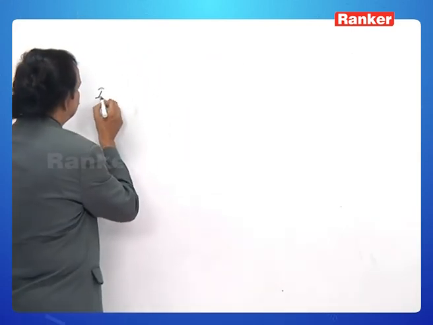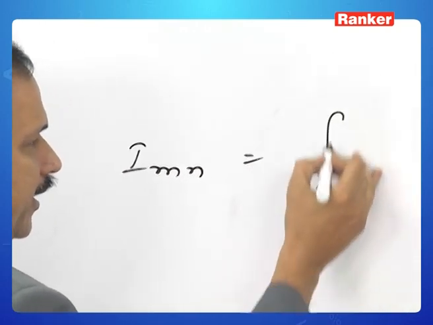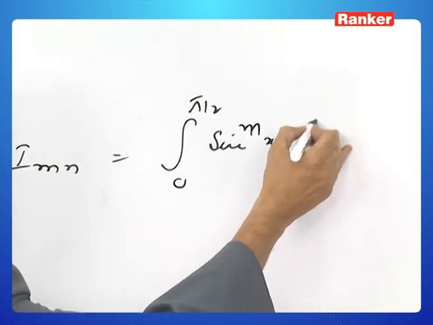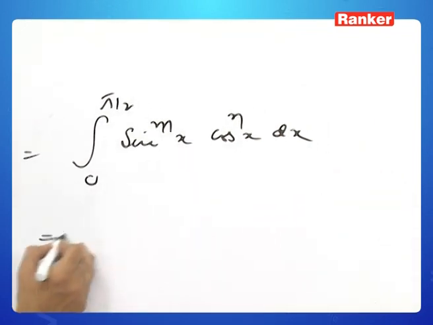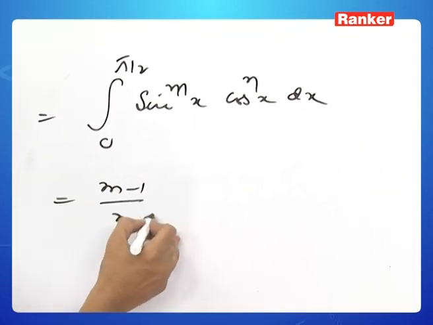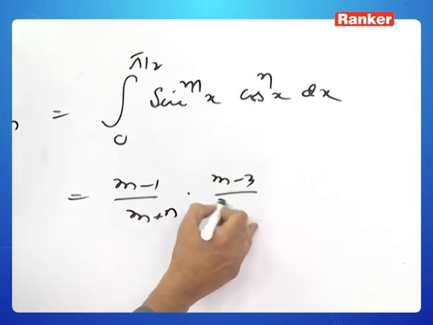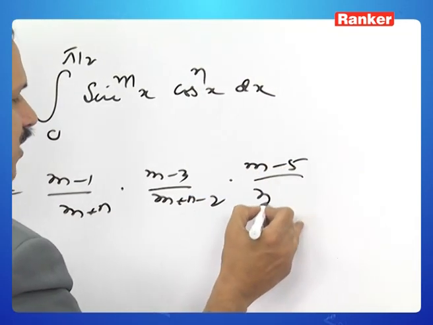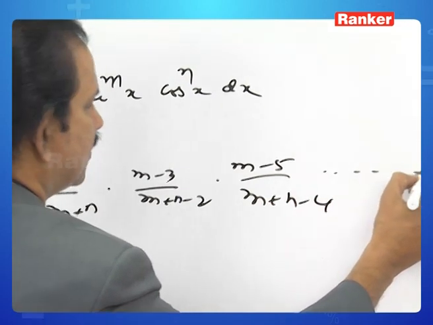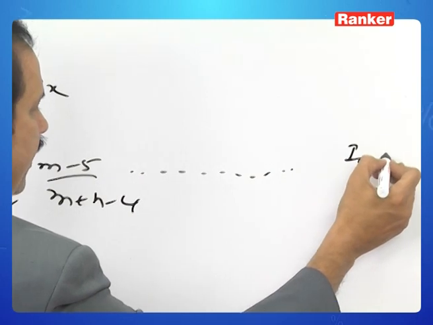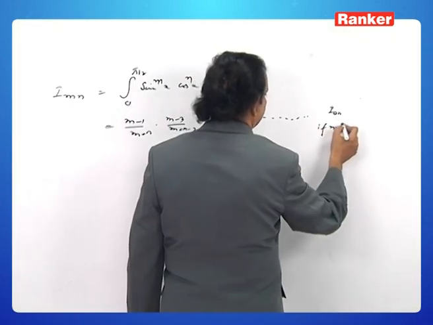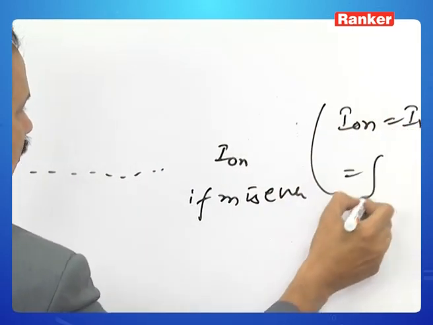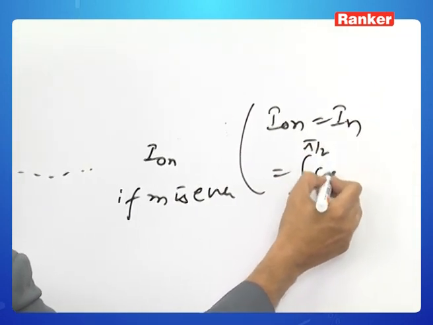Imn is equal to integral 0 to pi by 2 sin power mx into cos power nx dx is equal to m minus 1 by m plus n into m minus 3 by m plus n minus 2 into m minus 5 by m plus n minus 4 into etc etc etc I0n if m is even, and I0n is equal to In is equal to integral 0 to pi by 2 cos power nx dx.